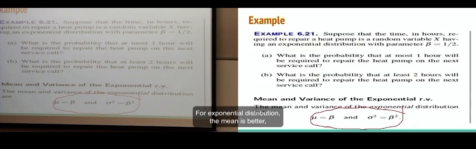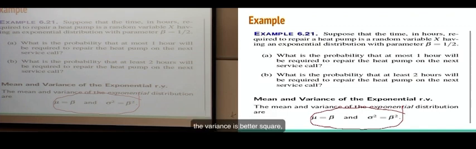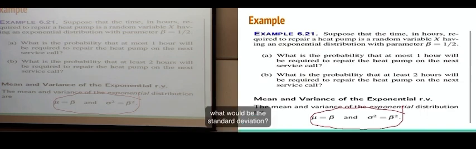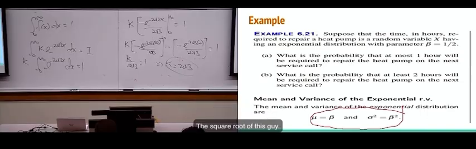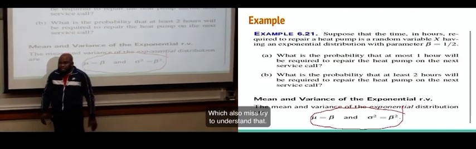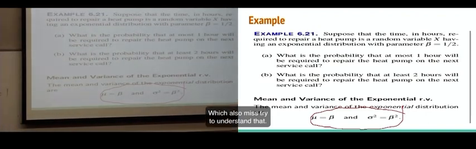For the exponential distribution, the mean is beta. The variance is beta squared. What would be the standard deviation? The square root of this, which is also beta. Does that make sense? So try to understand that.